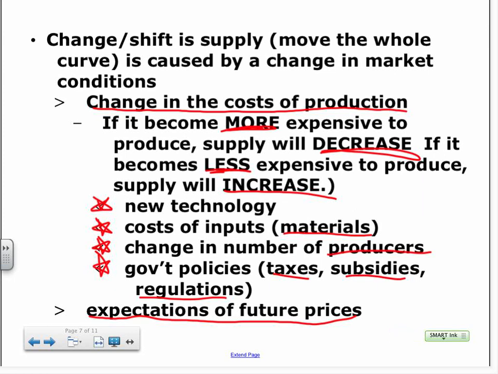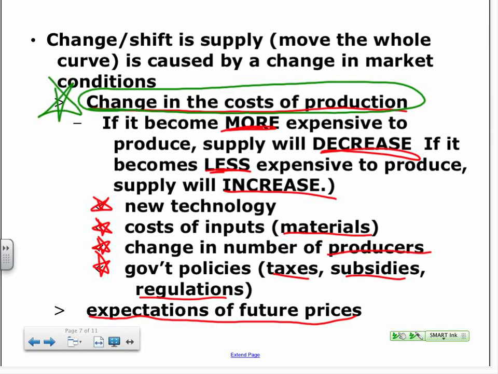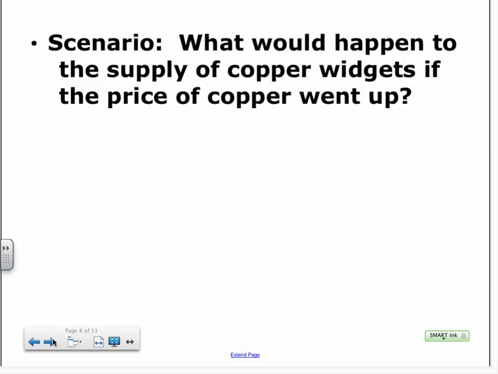So what you really, really need to understand from this is this one right here: a change in the costs of production. If you only remember one thing from this slide, this is what you need right here. A change in the costs of production, which is this sentence right here. If it becomes more expensive to produce, supply will decrease. If it becomes less expensive to produce, supply will increase. Okay, so let's get some practice here.